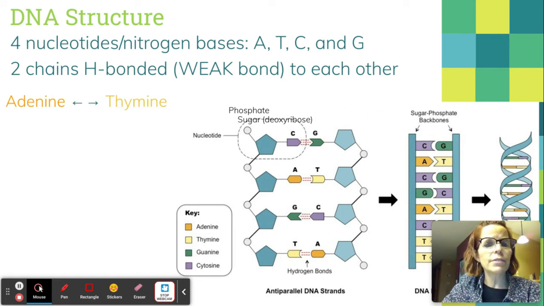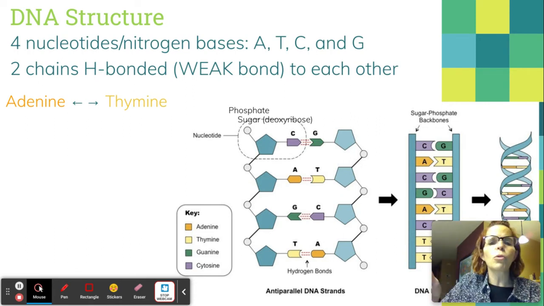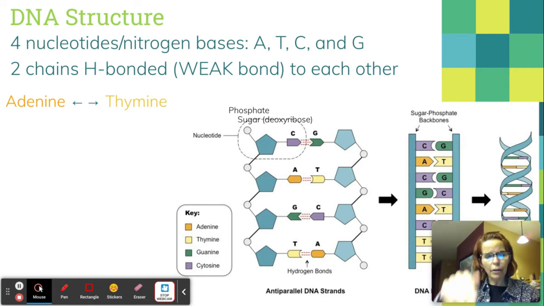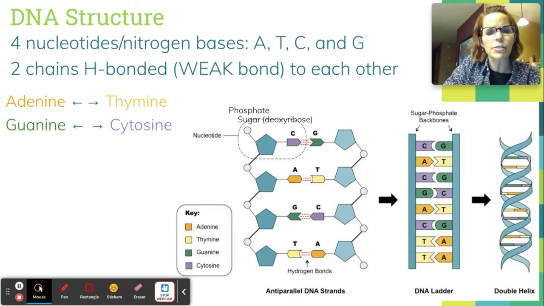Super important part of the DNA structure is that certain nitrogen bases are always across from each other. Look at the diagram and note that as you're looking at it. So adenine and thymine are always across from each other, and cytosine and guanine are always across from each other. So find that on the diagram.